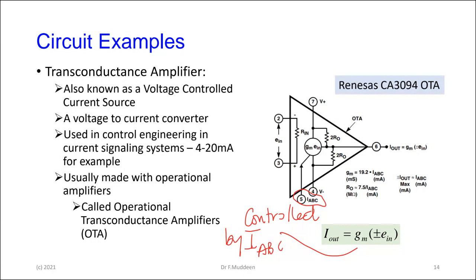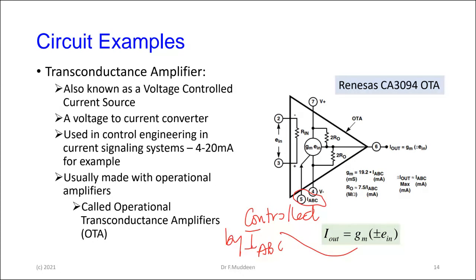But if you were to convert the voltage to a current, in the form of a current source, then you can force that current down a line, almost an infinitely long line, with very little loss. And this is what they do.